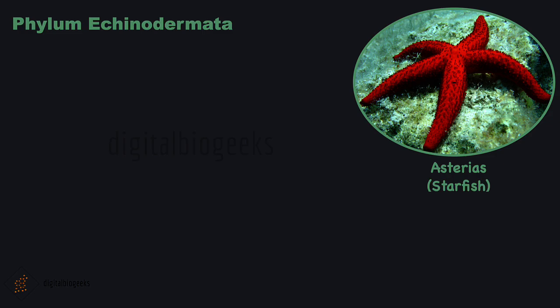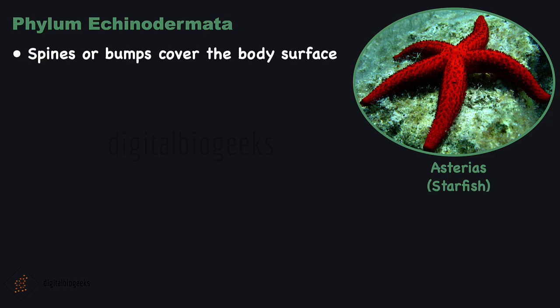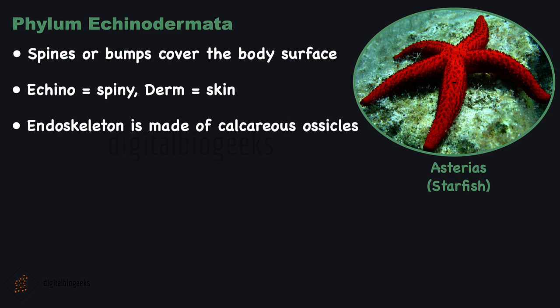Phylum Echinodermata. Echinodermata are named for the spines or bumps covering the outer surface of their bodies. Greek root word echino meaning spiny, Latin root word derm means skin. They have an endoskeleton, meaning the skeleton is present inside the body, which is made up of calcareous ossicles. Ossicles are small calcareous elements embedded in the dermis, that is the skin of the body wall.